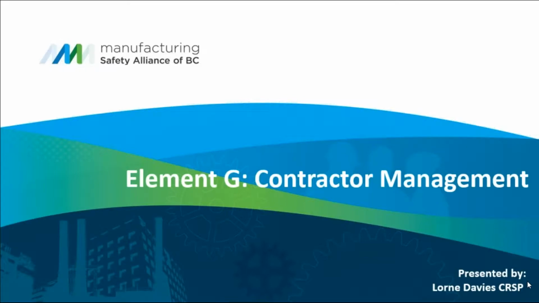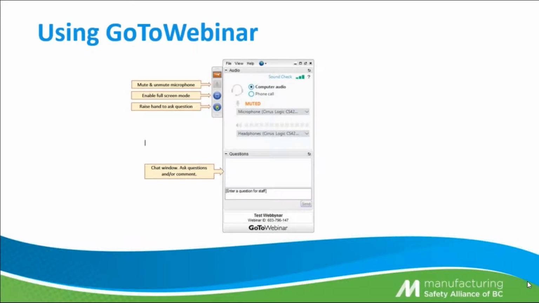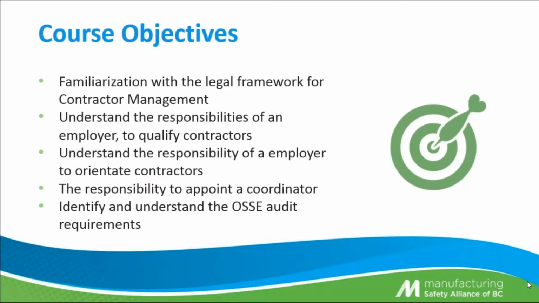Let's get started. Our course objectives for today: we'd like to make you familiar with the legal framework for contractor management. We'd like you to understand the responsibilities of an employer to qualify contractors, and to orient their contractors. Another responsibility is to appoint a coordinator to oversee your contractor activities. Then identify and understand the OSSE audit requirements so that you can get your audit.